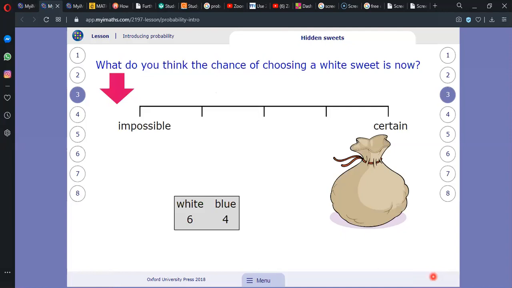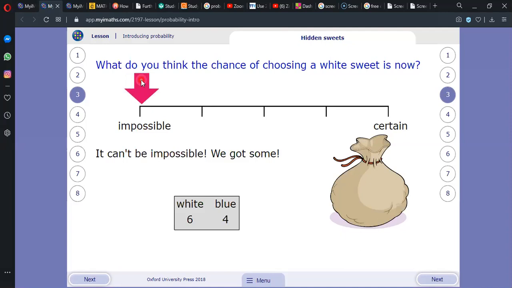What do you think the chance of choosing a white sweet is now? Since we know the number now after picking it 10 times, we have more whites being picked than blue. So we should have a bit certain, somewhere here. So far it is not impossible because we've been able to pick out a white sweet. It's even certain because we know there are white sweets, but it cannot be impossible, okay? If you put it on impossible, it will tell you that can be possible. We got some white sweets there, so it can be any other place apart from impossible.